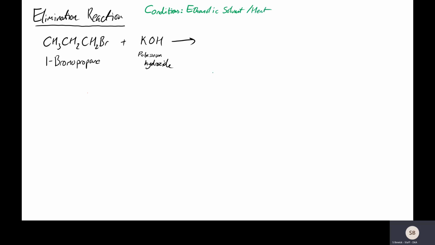Now, if you said you'd form propanol and potassium bromide, you would be wrong. So this reaction is the same as the one you've already studied, but we've changed the reaction conditions. And because we've changed the conditions, we're going to change entirely what happens. We're going to change what is made.